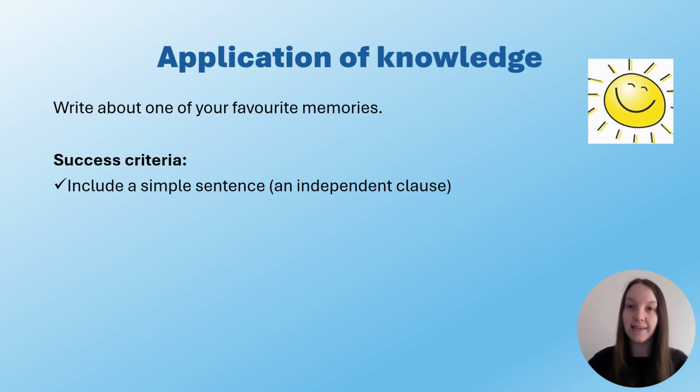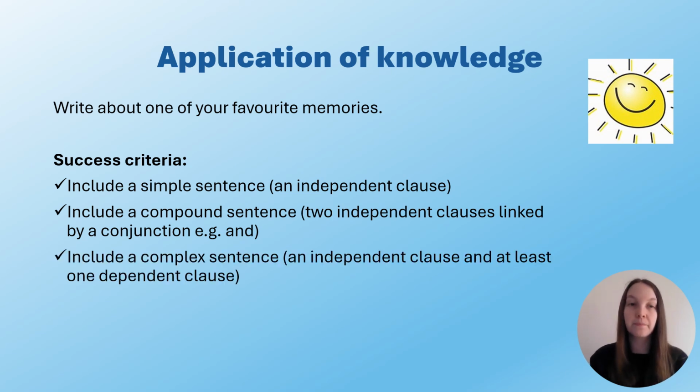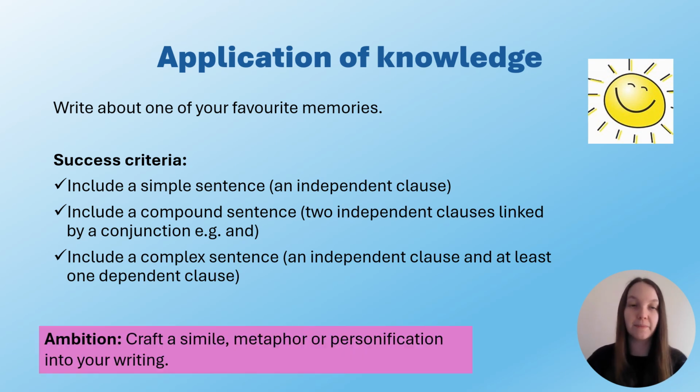So for the success criteria, okay, include a simple sentence. Remember, that's one independent clause where it makes sense on its own, and you should have those examples to refer to. Include a compound sentence, okay, so two independent clauses linked by conjunctions such as and. Include a complex sentence, which is an independent clause and at least one dependent clause. And for the ambition task, craft a simile, metaphor, or personification into your writing as well.